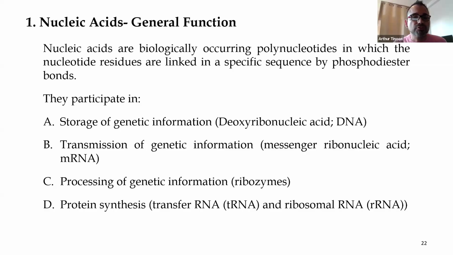Again, the transmission of genetic information is regulated by messenger ribonucleic acid, or more commonly known as mRNA. You have the processing of genetic information done by enzymes referred to as ribozymes. And you have protein synthesis, and this is facilitated by transfer RNA and ribosomal RNA. So tRNA and rRNA.